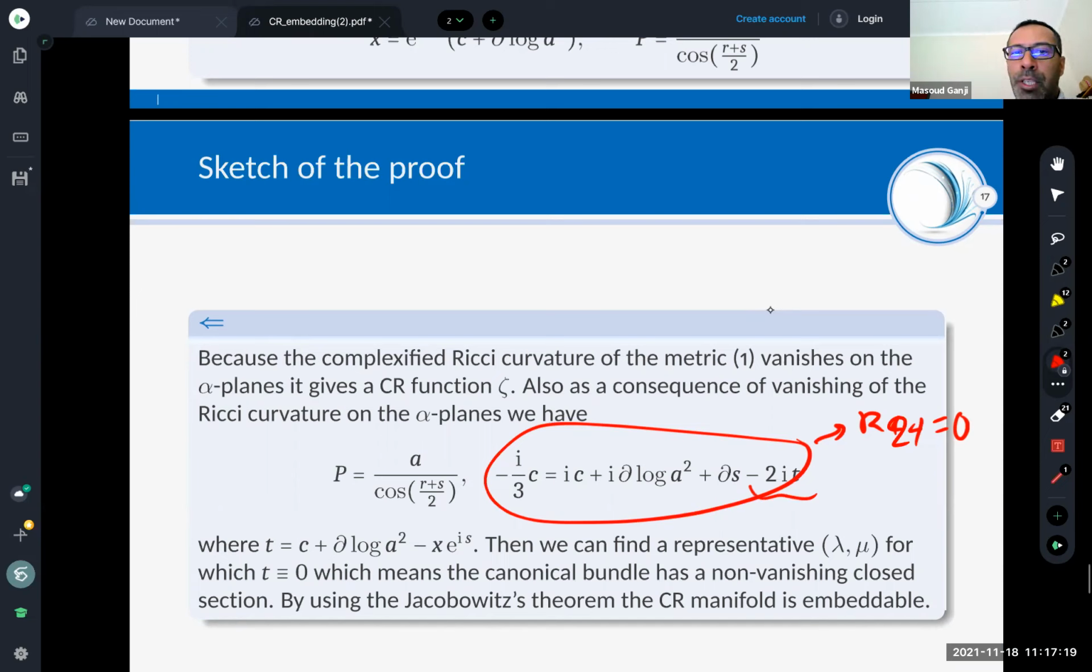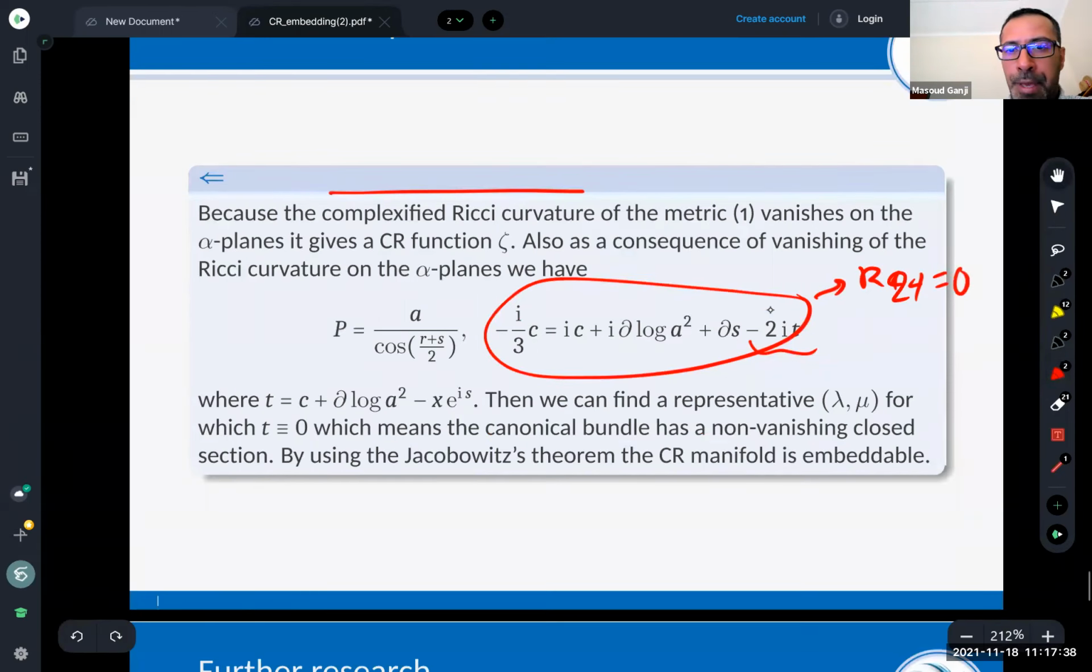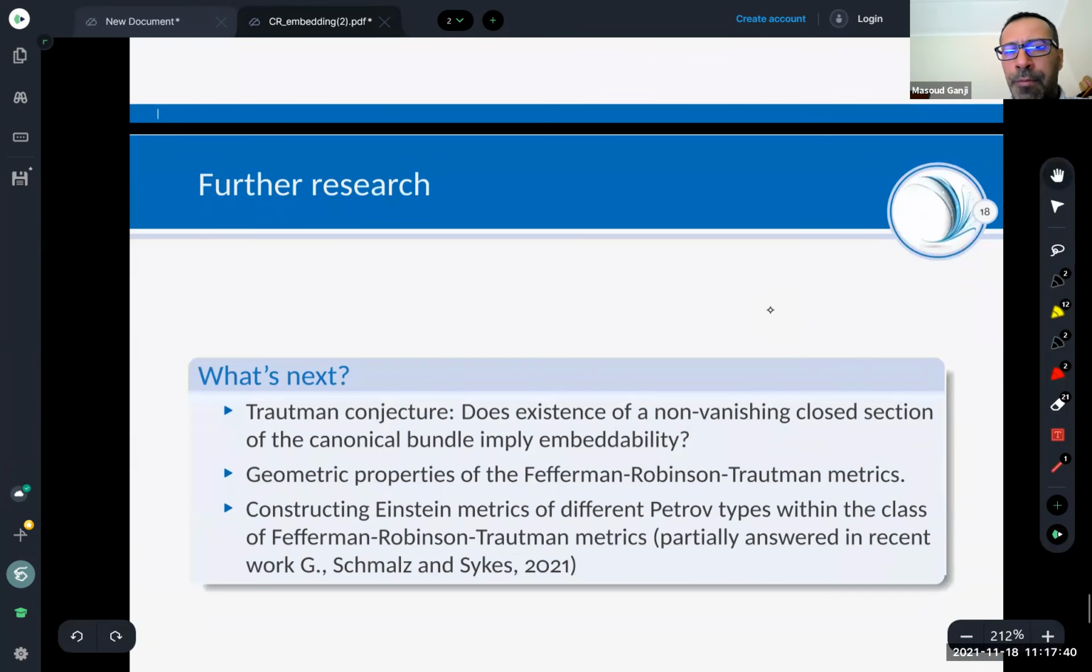So we have a CR function which comes from this part, and from one of the equations, we get a closed section of the canonical bundle. And consequently, the CR manifold is embeddable. That's by Jacobi's result. That's the end of this theorem. We have some other things to do, but we need time to do that.